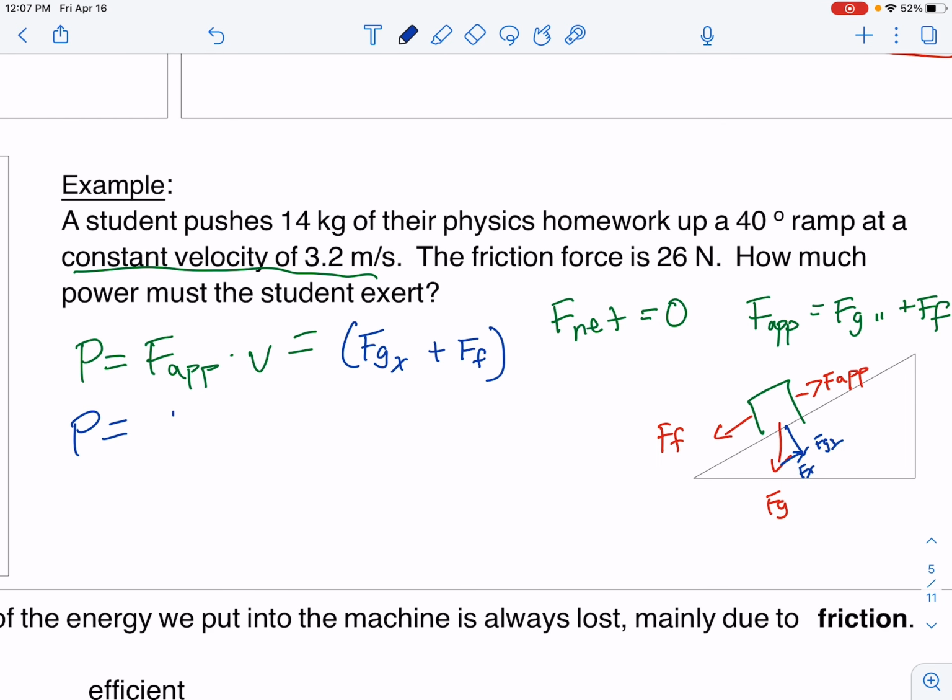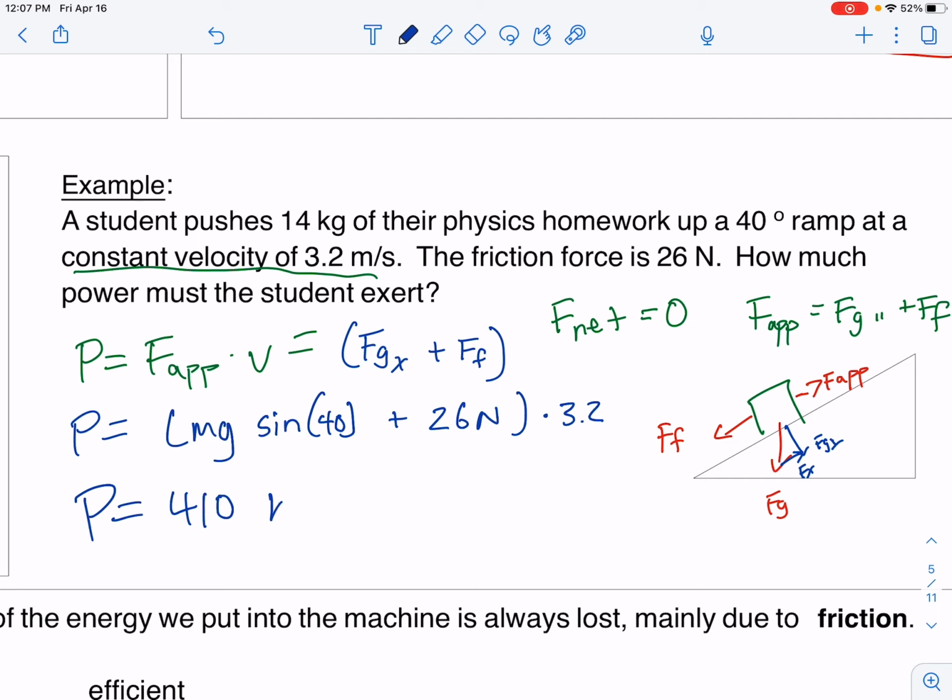So we expand that out. That means force of gravity in the x direction is going to be mass times gravity times sine of our angle, which is 40, plus 26 newtons, which is our friction. Okay. And all that times velocity, which is 3.2. Power, we get 410 kilograms meters per second.